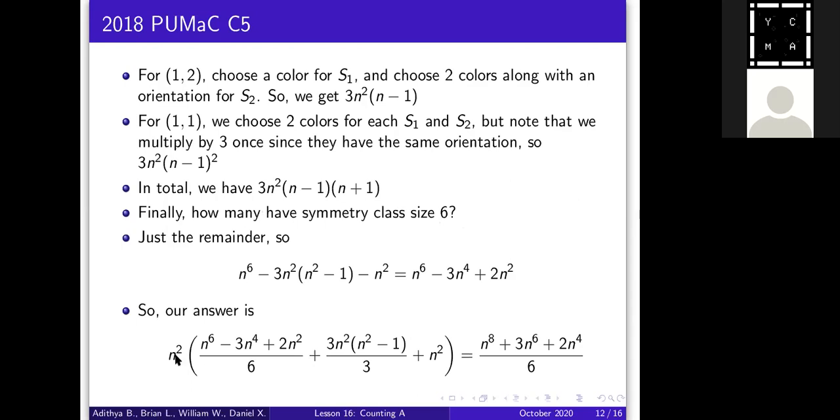So our answer is going to be n squared times the quantity: the number in symmetry classes of size 6 over 6, plus the number in symmetry classes of size 3 over 3, and then plus n squared. We multiplied by n squared because remember we disregarded the R empty set and R ABC at the beginning. Adding these together and multiplying by n squared gives (n to the 8th plus 3n to the 6th plus 2n to the 4th) all over 6.